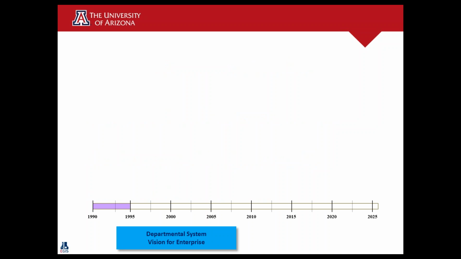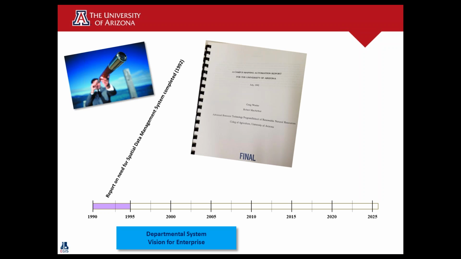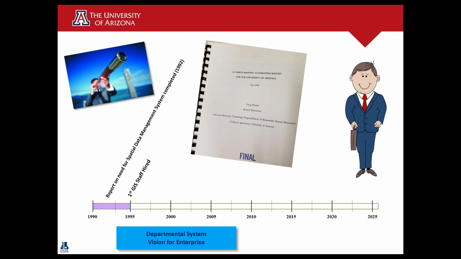The idea of an enterprise GIS started close to 25 years ago within the campus planning department at the U of A, which at the time was a small 6-7 person unit. During this initial phase of the GIS, which lasted around 15 years, it functioned primarily as a departmental system, housed within the campus planning unit. The vision for the spatial data management system, or the Enterprise GIS, was outlined in a report produced in 1992 by U of A GIS faculty members. It took several years, but an outgrowth of the report was hiring the first GIS staff member, and I don't look like that anymore, incidentally.